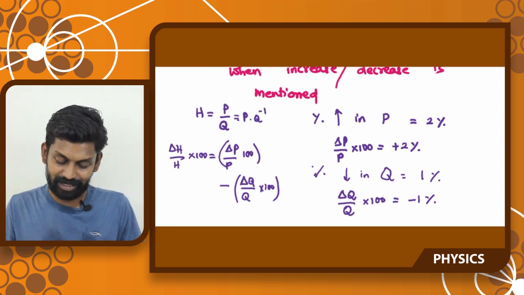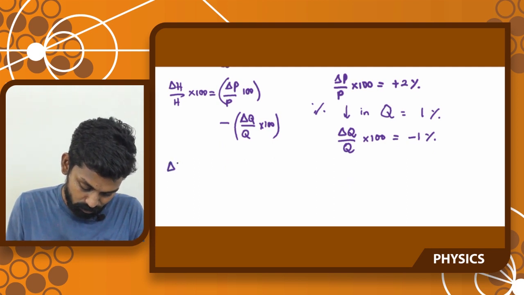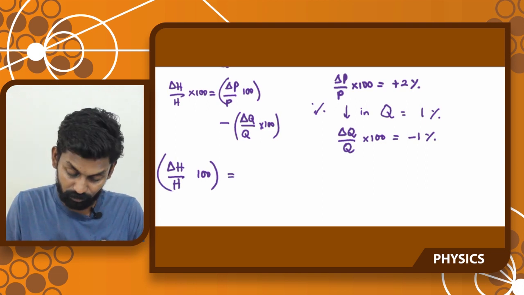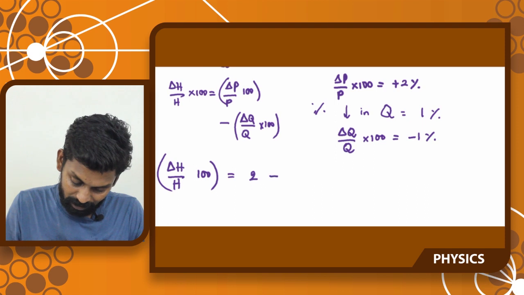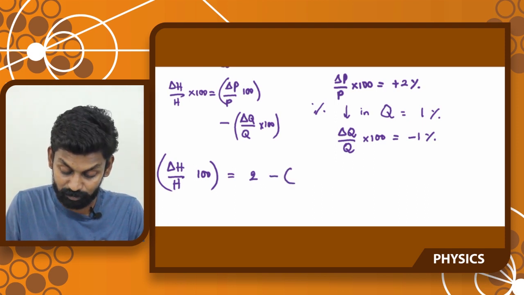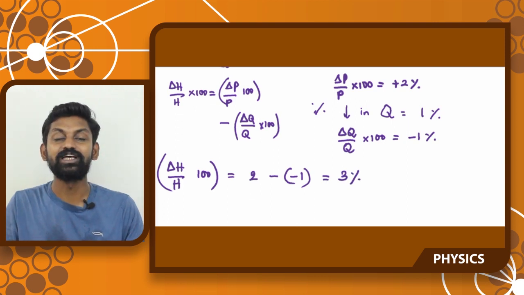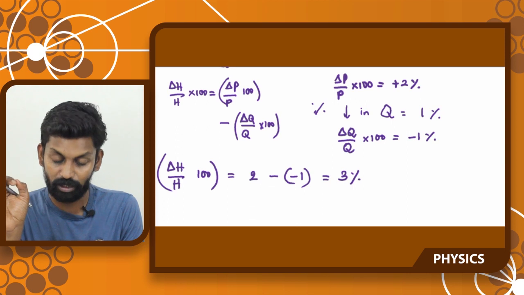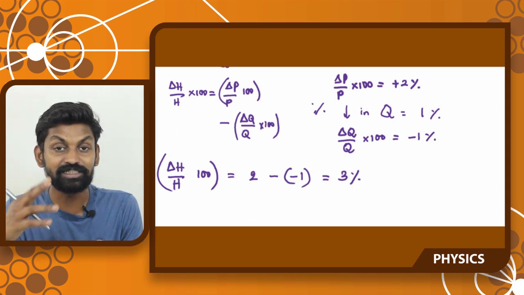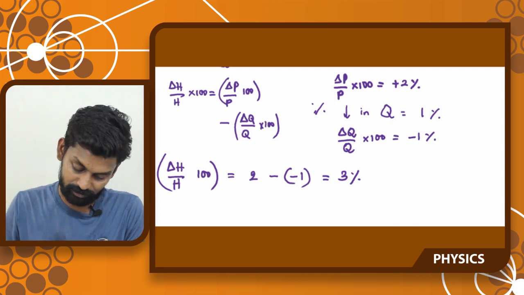That is why the sign will come into picture, and we will write it as delta H by H into 100 is equal to delta P by P into 100, which is plus 2%, plus 2, minus of delta Q by Q into 100, which is minus 1. So, we will substitute with the sign. So, it will be 3%. That means the percentage change in the measured quantity H is equal to plus 3%. That means H is increasing or decreasing? It is increasing by 3%.